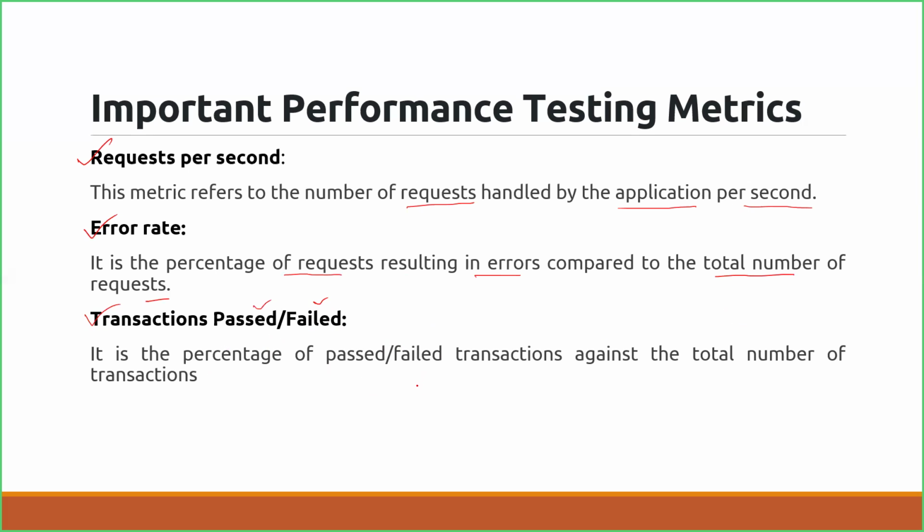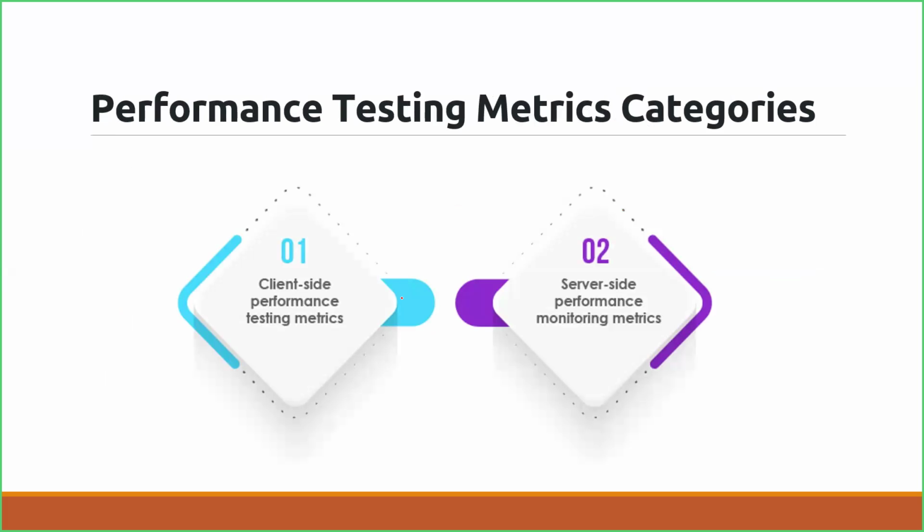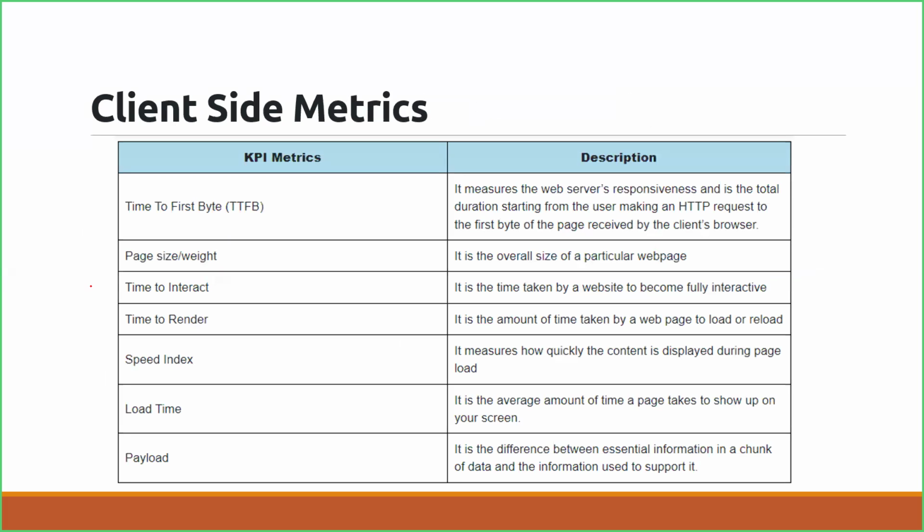These are the basic metrics that we are going to keep in mind while doing the test execution. But as I mentioned, the performance testing metrics are mainly divided into two categories. One is the client side performance testing metrics, and the second is the server side performance testing metrics. We need to understand which metrics come under the client side and which come under the server side. So whatever metrics we have over here will come under the client side metrics.